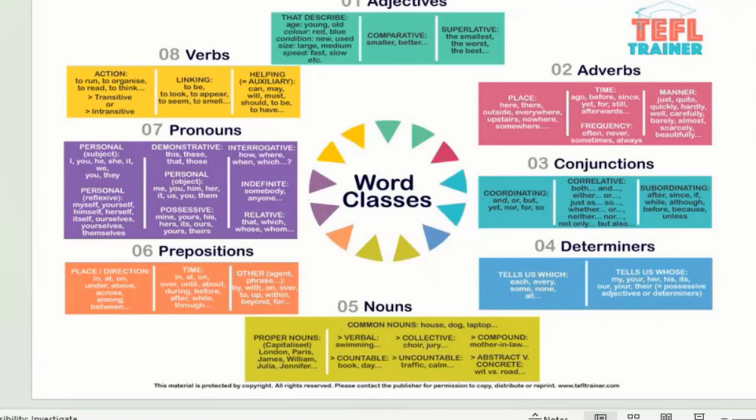Yes. So nouns: proper nouns, verbal nouns, collective nouns, compound nouns, abstract, uncountable, countable, and so on and so on. When you hear about proper nouns, you think of nothing else but names. It can be a name of a person. It can be a name of a place. It can be a name of an animal. Proper nouns are just names, towns and stuff like that. Any question?